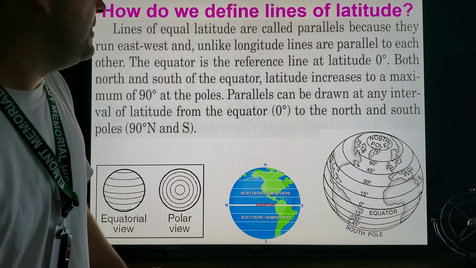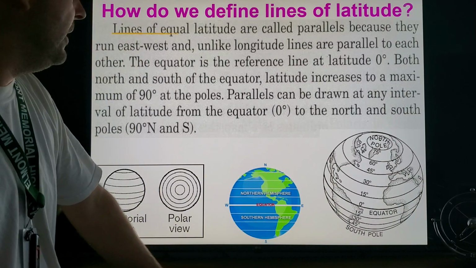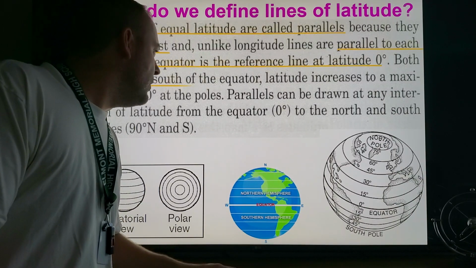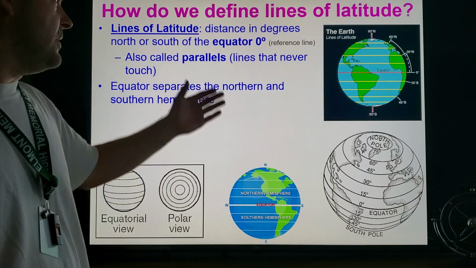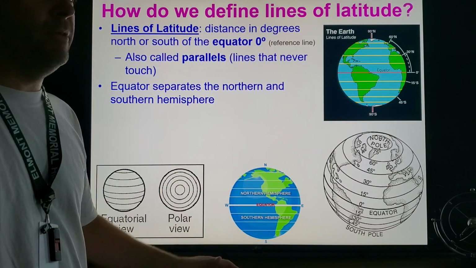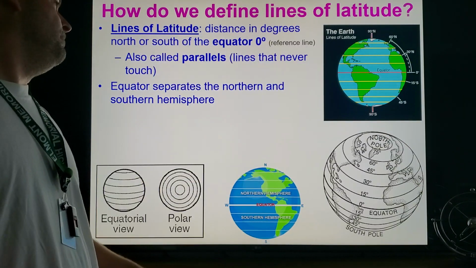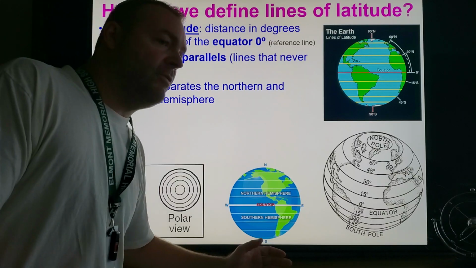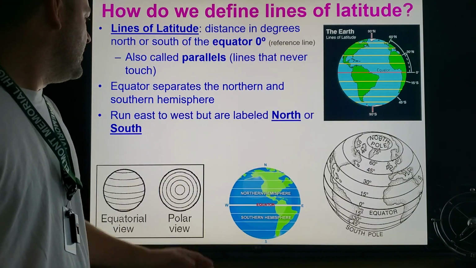Read this through. How do we define latitude lines? They are parallel, so sometimes they're just called parallels. Make sure you read all that through. Latitude is the distance in degrees north or south of the equator. The equator is the reference line for latitude, at 0 degrees. The lines never touch or cross; they're parallel. The equator separates north and south.